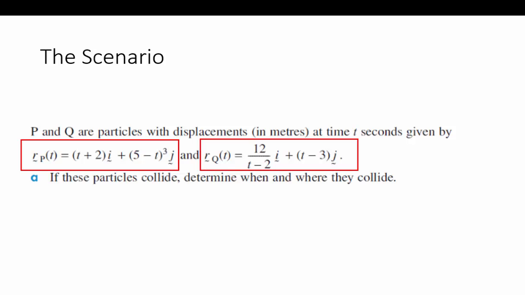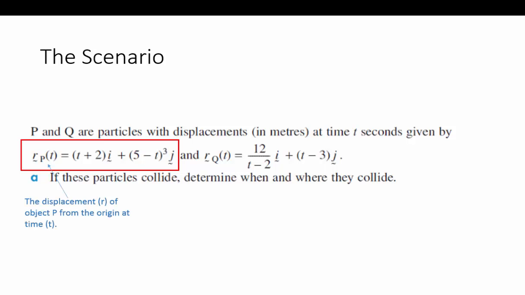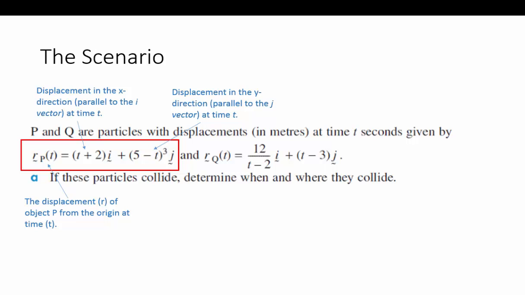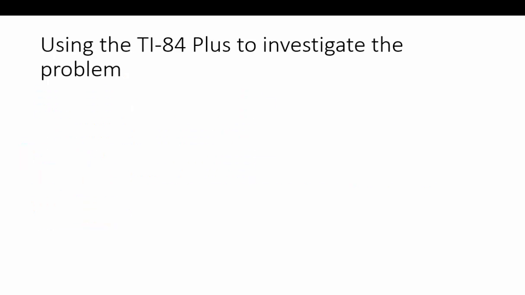Firstly, there are two objects that we're interested in, object P and object Q, and those are the displacement vectors for each of those. We're going to take a closer look at object P to understand what that's telling us. So the first part, the displacement R, the vector R of object P from the origin at any time t. You can see that the displacement in the x direction, parallel to the i vector, is a function of t, and the displacement in the y direction, parallel to the j vector, is also a function of t. So you can solve this problem algebraically.